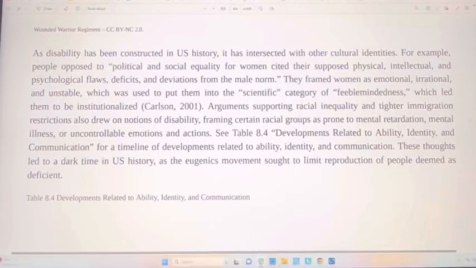As disability has been constructed in U.S. history, it has intersected with other cultural identities. For example, people opposed to political and social equality for women cited their supposed physical, intellectual, and psychological flaws, deficits, and deviations from the male norm. They framed women as emotional, irrational, and unstable, which was used to put them into the scientific category of feeble-mindedness, which led them to be institutionalized.